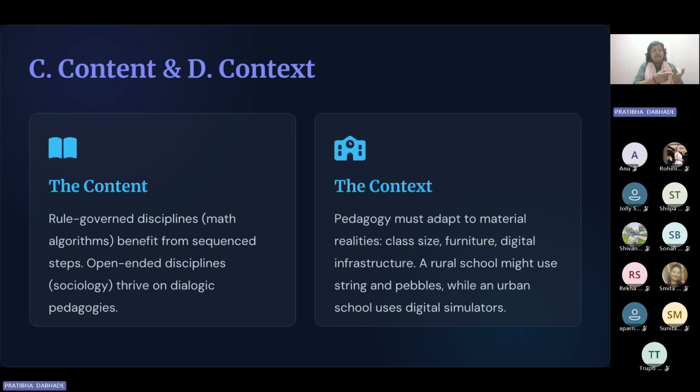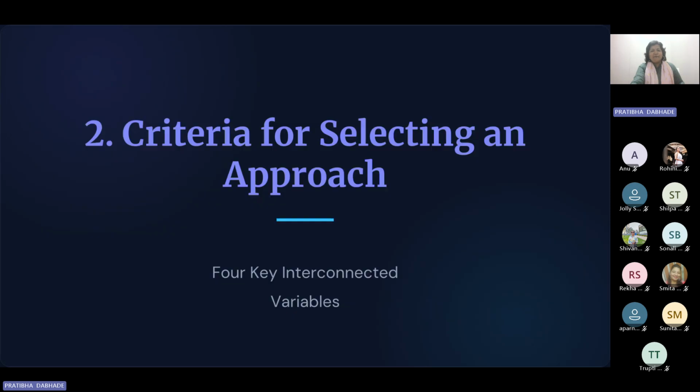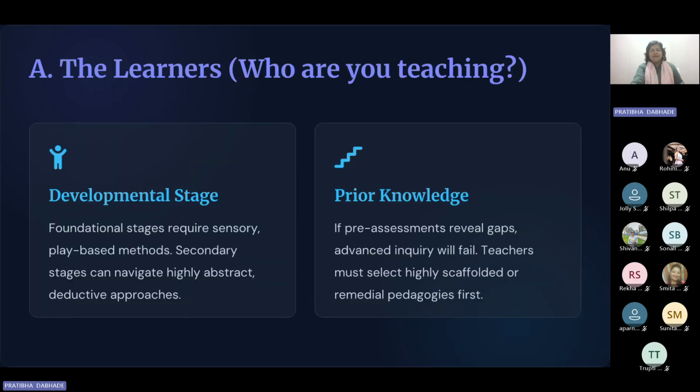We have to think about the infrastructure resources, right? Before planning, we have to think about each and everything. So content matters, and context always matters. Before selecting any approach, you have to think about the learner, about the prior knowledge of the student at a particular stage of the learner, right? Already different stages are there.